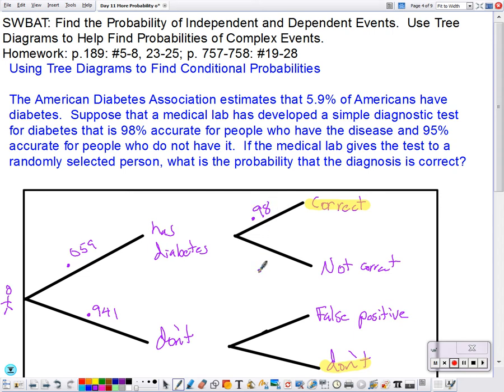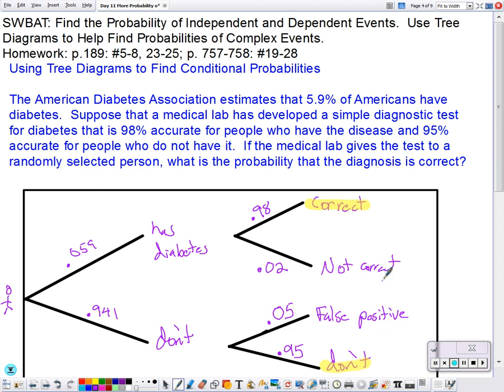That means that it is 2% error, not correct. So these are the false negatives. It is 95% accurate for the people who don't have diabetes. So this gets a 95. And of my people who don't have diabetes, 5% are going to get a false positive.